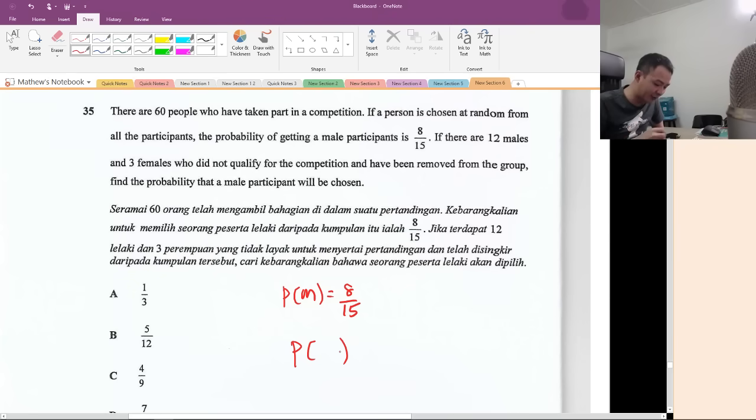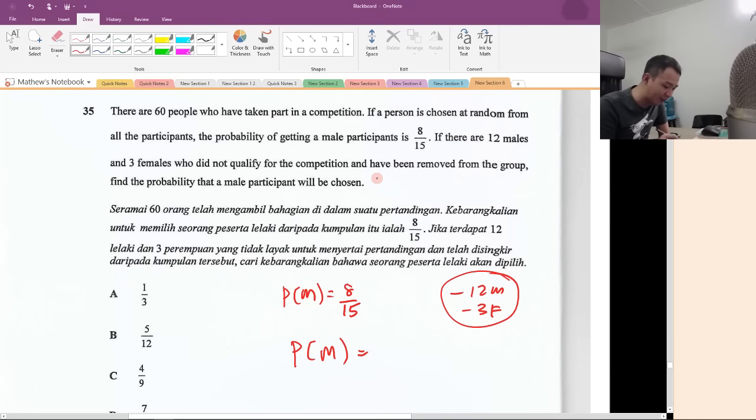Over here, they remove 12 males and 3 females. This is the information given. So I want to know how many males and females we have. We know the total is 60, and the probability of getting a male is 8 over 15. To find the number of males, I will just do probability multiplied by total number. After simplifying, I get 32. So the number of males is 32.